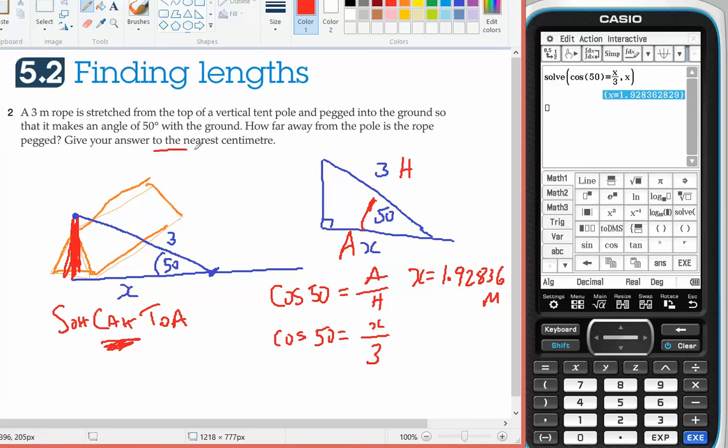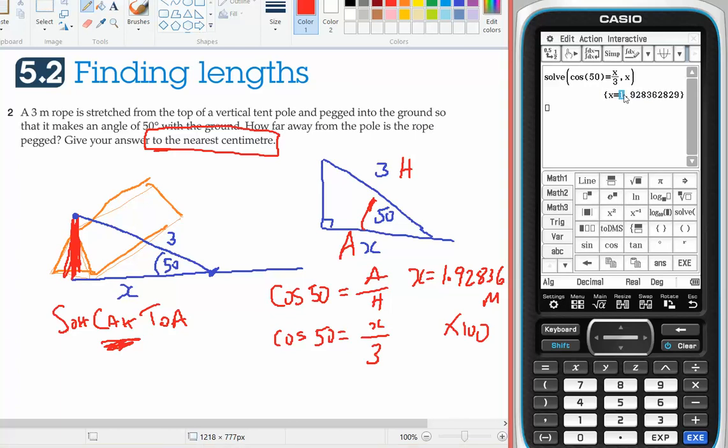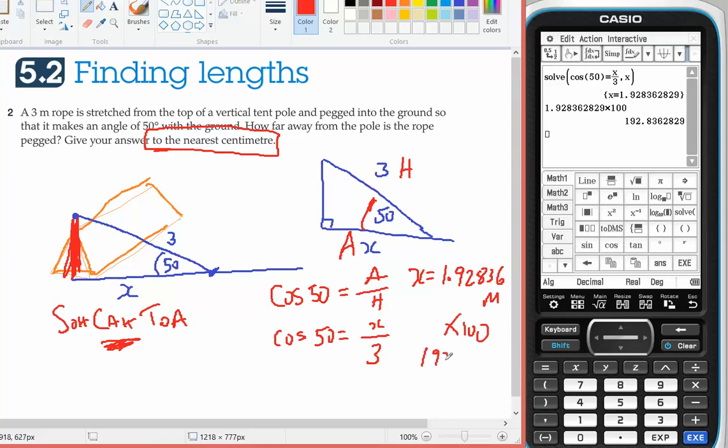The answer, they asked me to do it in centimetres. So since there's 100 centimetres in a metre, I'm going to times this by 100. So I get this answer, and I times it by 100. That gives me 192.8. To the nearest centimetre is 193 centimetres, is the distance that the rope is pegged from the pole.